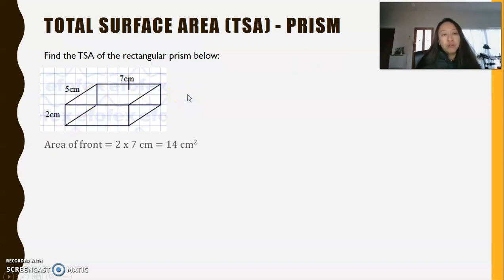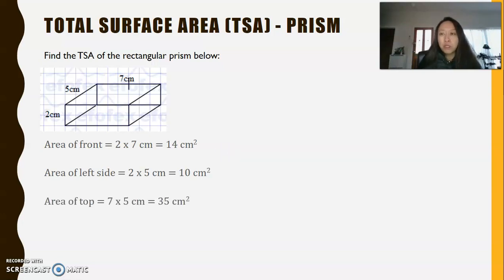The first thing that we can find is the area of the front, which is pretty easy. You just times 2 with 7 and you get 14. The area of the left side is 2 times 5, which is 10 centimeters square. The area of the top is 7 times 5, which is 35 centimeters square. If we are considering total surface area, we are considering all the areas that are exposed.